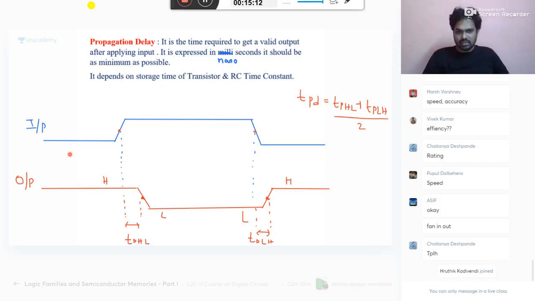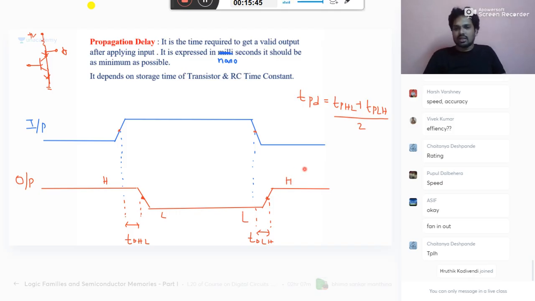In general, in the transistor, suppose output is changing from high to low. Output is high means the transistor is in off condition. You assume an inverter. When output is 1, this should be off. When output is 0, this should be on. So output changing from 1 to 0 means your transistor should change from off to on. Here the transistor changes from on to off.